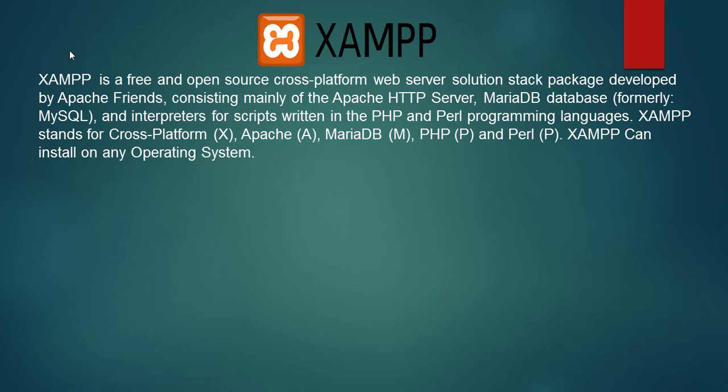XAMPP. XAMPP is a free and open source cross-platform web server solution stack package developed by Apache Friends, consisting mainly of the Apache HTTP server, MariaDB database, formerly MySQL, and interpreters for scripts written in the PHP and Perl programming languages. XAMPP stands for Cross-Platform as X, Apache for A, MariaDB for M, PHP for P, and Perl also for P. XAMPP can be installed on any operating system like Mac OS, Solaris, Linux, and Windows also.